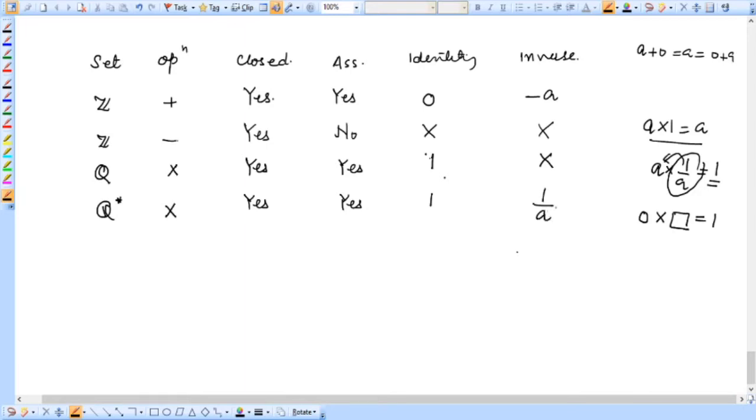The inverse can be written as 1 upon a. If a is the number, its inverse is 1 upon a. It is known as the multiplicative inverse, and this is known as the multiplicative identity. And this we will be calling the additive inverse, and this is the additive identity. Right? So now we will be doing some more examples and exercises on groups, so that you become comfortable in dealing with groups, right?